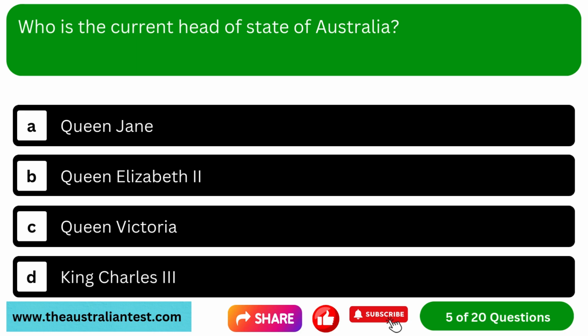Question 5. Who is the current head of state of Australia? Option A, Queen Jane. Option B, Queen Elizabeth II. Option C, Queen Victoria. Option D, King Charles III.